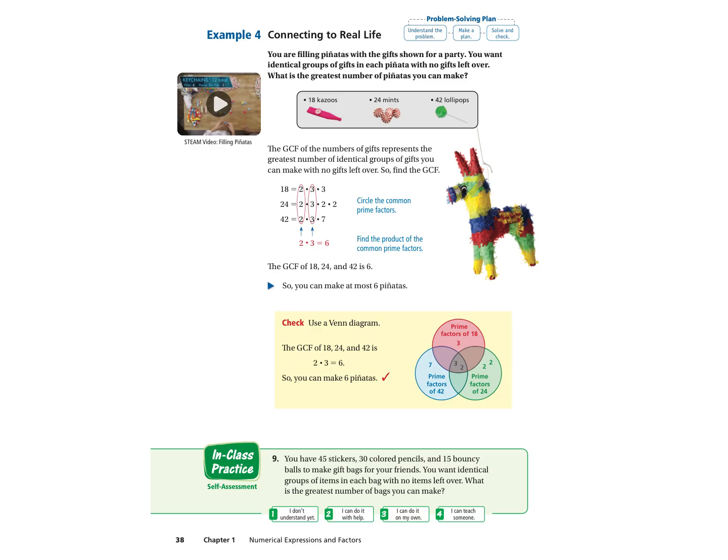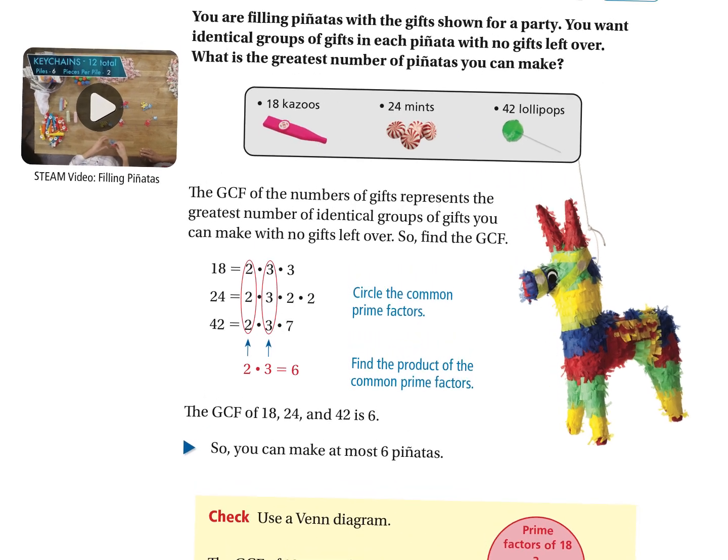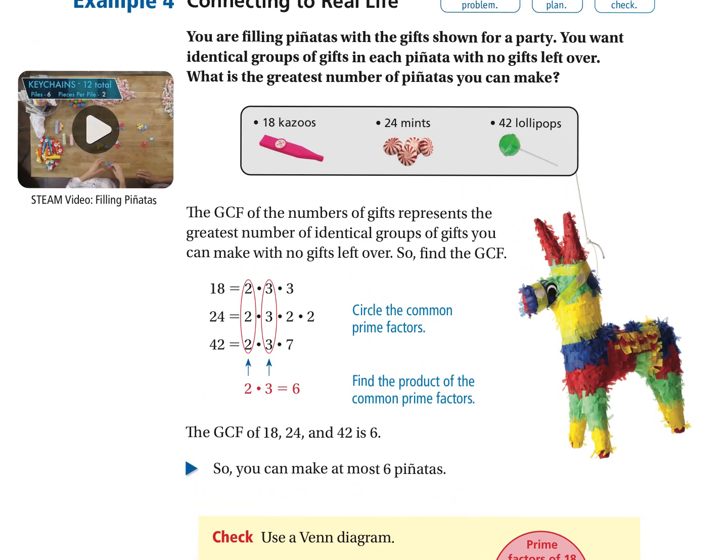Going back to our page, we're almost done. We have an example, and it talks about a piñata and filling the piñata with gifts. It says that we have 18 kazoos, 24 mints, and 42 lollipops. The question says, what is the greatest number of piñatas that I can make? So if I want identical groups of gifts in each piñata with no gifts left over, then what's the greatest number of piñatas that I can make with what I've got, with all of the gifts? So I've got all these little piñatas. I want to put the same number of things in each one, so how many can I make? Okay, that's a GCF type of a question.